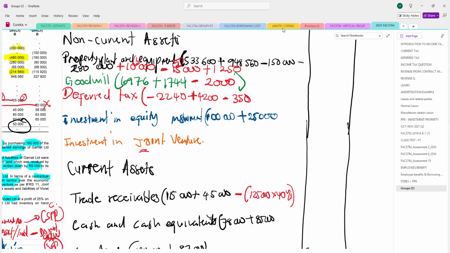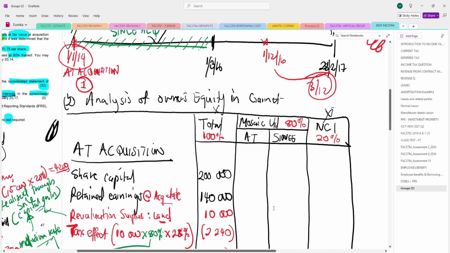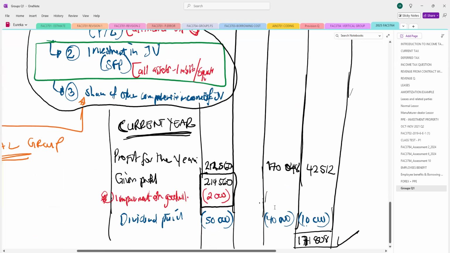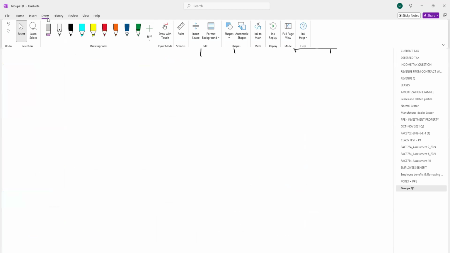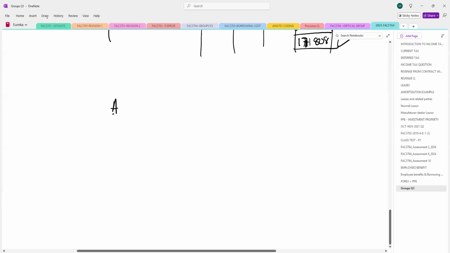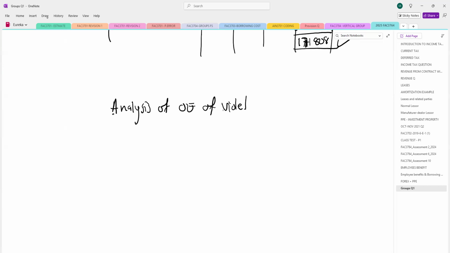Okay, so the only thing left right now is the investment in joint venture. Now there are different methods that you can use, but I will teach you first the analysis method. That's the one I think we are comfortable with, that we already know. Then I'll teach you the other method when I see you again on groups. Okay, so I'm gonna do analysis, but this time on equity method. This will be my last. So I'm doing analysis of owner's equity of Violet, because I just want to get that carrying amount figure.